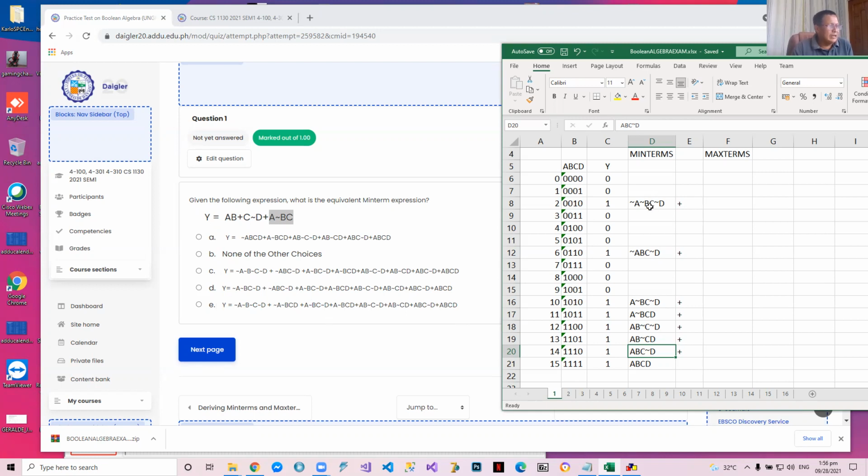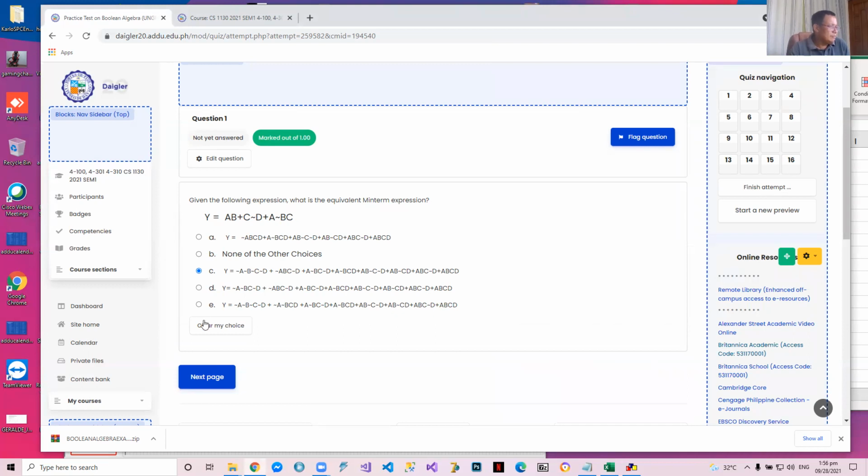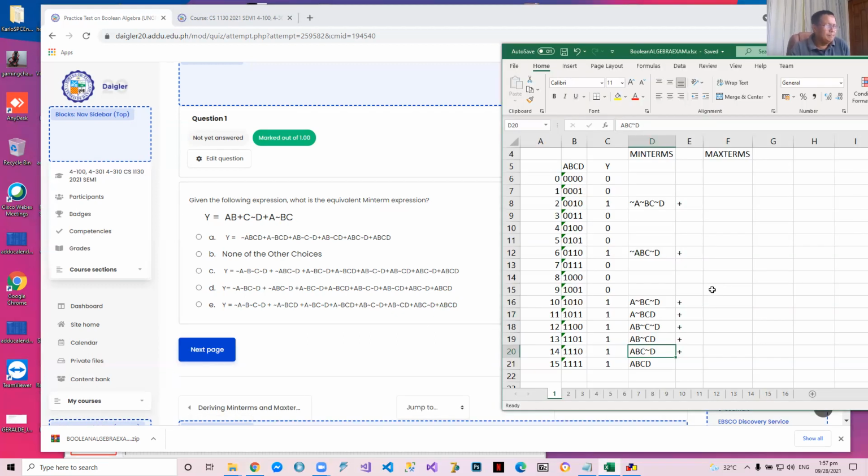So we look up for this. A not B, C not D, A B not B, C, A not B, A. Oh, so there should be a not A. So ito lang dalawa. Ano, tatlo, no? A not B, C not D, A, not B. So this cannot be. Hindi dito pwede, no? Because we need an A not B, C, not C ito eh. So, hindi pwede. So we can focus on this.